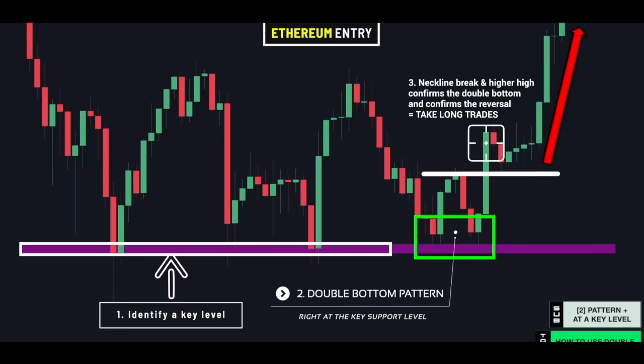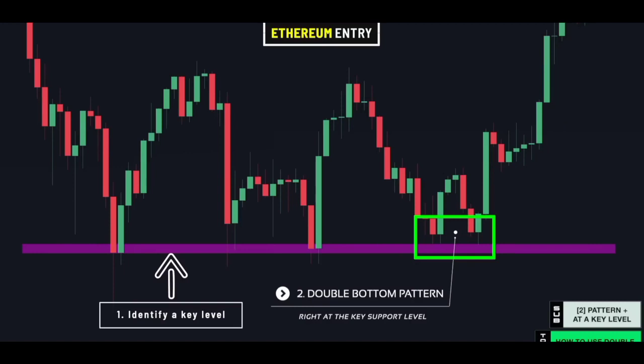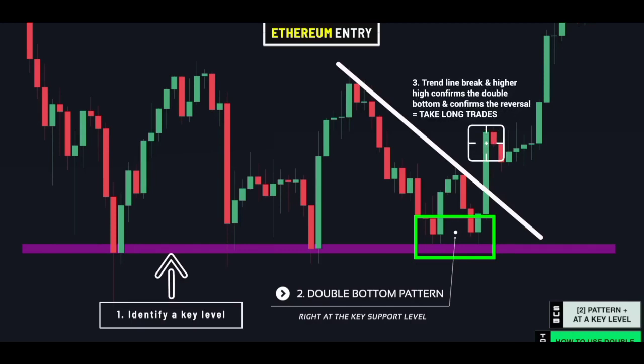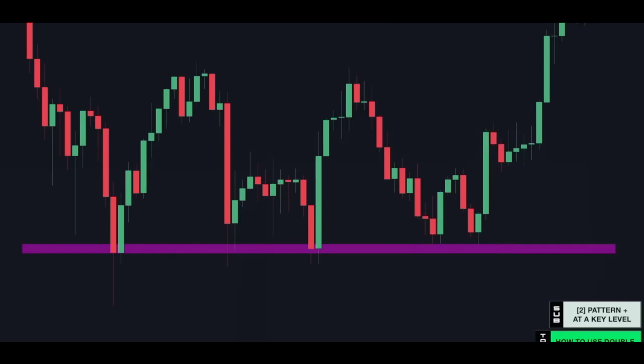Now, to point something out, there was another trend change confirmation you could have used, which was placing a trend line like this, connecting the swing highs, and again, waiting for the breakthrough before looking for trade entries long. Now, going the other way.